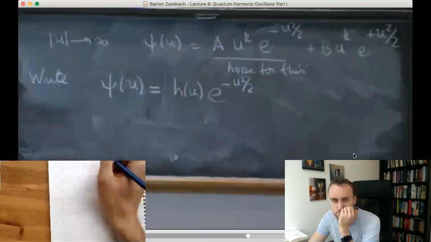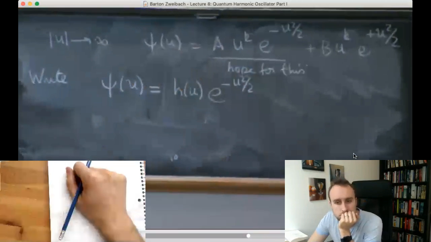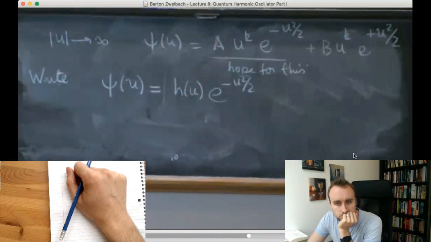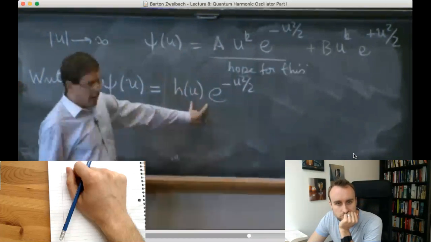Now you can say, why, what are you doing? Are you making an approximation now that this is what is going to look far away? Or what are you putting there? And I'm not making any approximation. I'm just saying whatever psi is, it can always be written in this way.